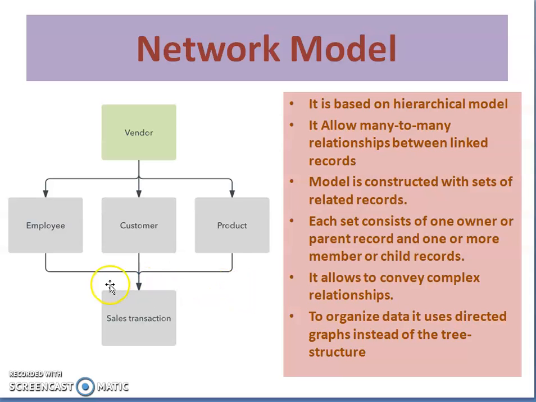For example, look at this. We have vendor. Now, the vendor is dealing with employees, because under the vendor certain employees are working. The vendor is dealing with his customers, and the vendor is selling products. Now, how does a sales transaction occur? When a customer buys material from the vendor, then you have sell transactions. So this particular network model shows an example where we have many to many relationships.